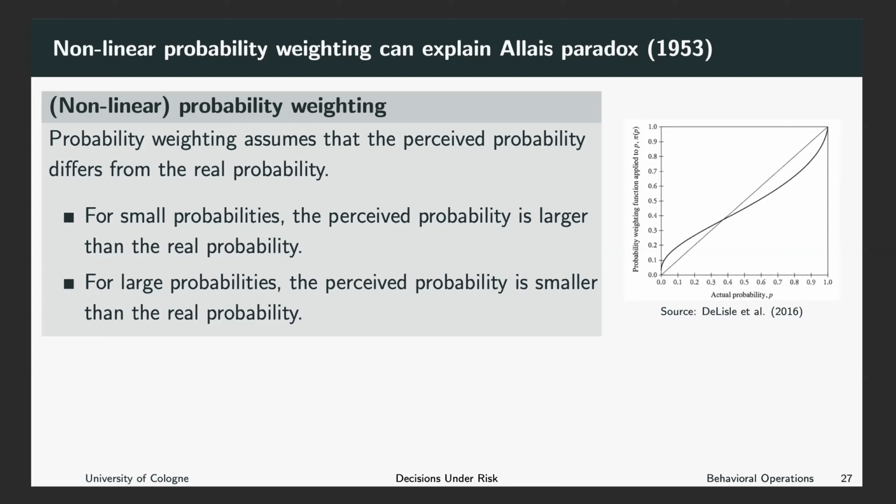Probability weighting assumes that the perceived probability differs from the real probability. On the right-hand side, you can see an illustration. On the x-axis is the actual probability, and on the y-axis is the perceived probability. So what you can see is for small probabilities, the perceived probability is larger than the real probability. And for large probabilities, the perceived probability is smaller than the real probability.